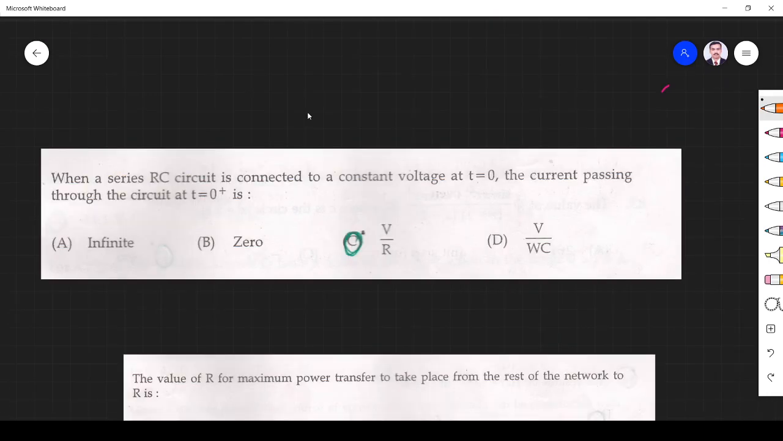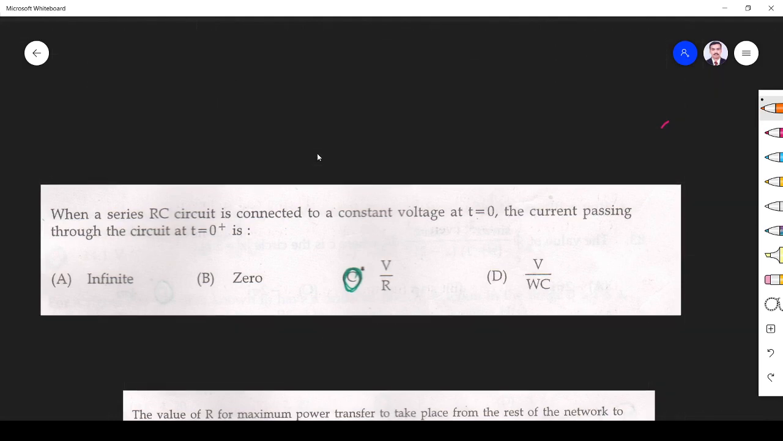Next question. This is a simple question. When a series RC circuit is connected to a constant voltage at t equal to 0, the current passing through the circuit at t equal to 0 plus is? We know that when an RC circuit is connected with a constant voltage, Vc(0 minus) is equal to Vc(0 plus), because the voltage across the capacitor cannot change immediately. So after the constant voltage is applied at t equal to 0, I is equal to V by R only. So option C is the right answer.